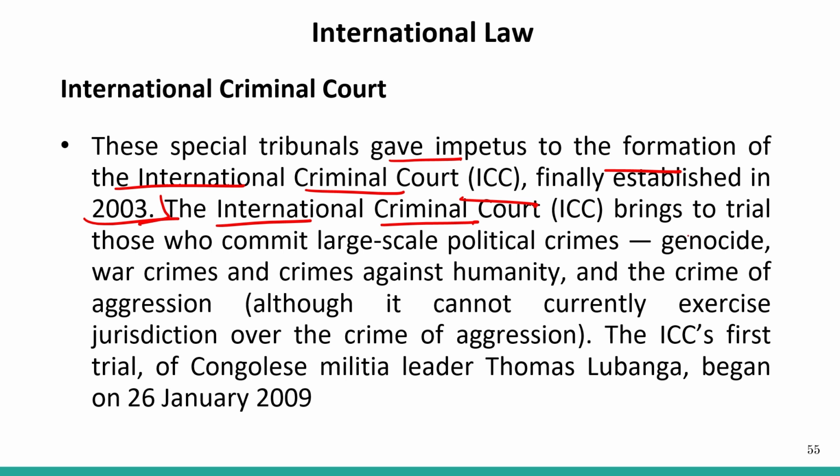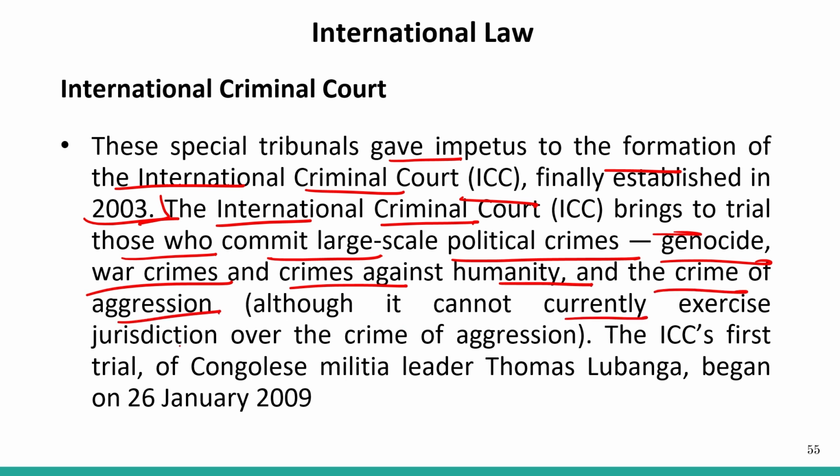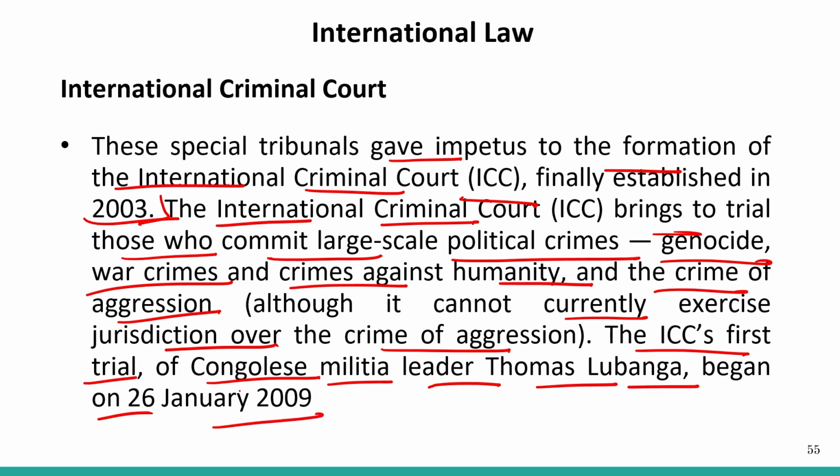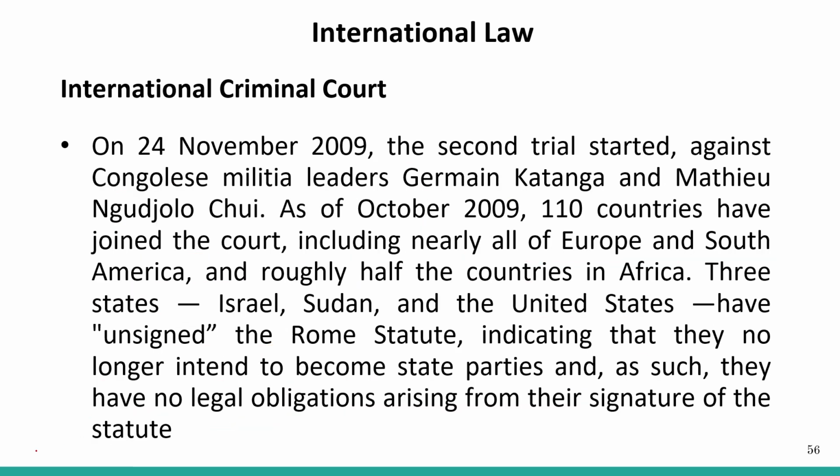The International Criminal Court brings to trial those who commit large-scale political crimes, genocide, war crimes, and crimes against humanity, and the crime of aggression. Although it cannot currently exercise jurisdiction over the crime of aggression, the ICC's first trial of Congolese militia leader Thomas Lubanga began on 26 January 2009. So this was the very first case. And on 24th November 2009, the second trial started.